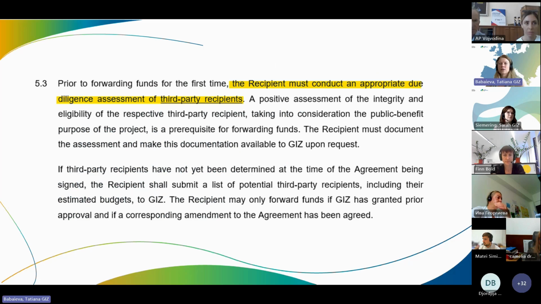On this slide, you see the excerpt from Grant Agreement, Article 5.3. Prior to forwarding funds for the first time, the recipient must conduct an appropriate due diligence assessment of the third-party recipient. A positive assessment of the integrity and eligibility of the respective third-party recipient, taking into consideration the public benefit purpose of the project, is a prerequisite for forwarding funds. The recipient must document the assessment and make this documentation available to GIZ upon request.